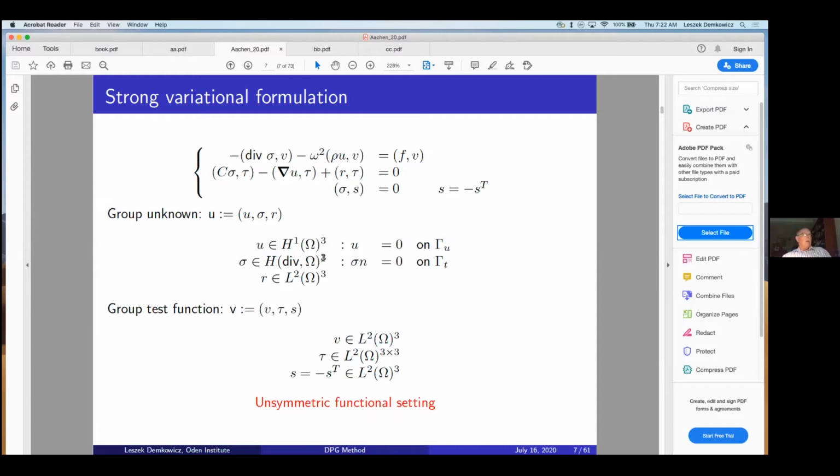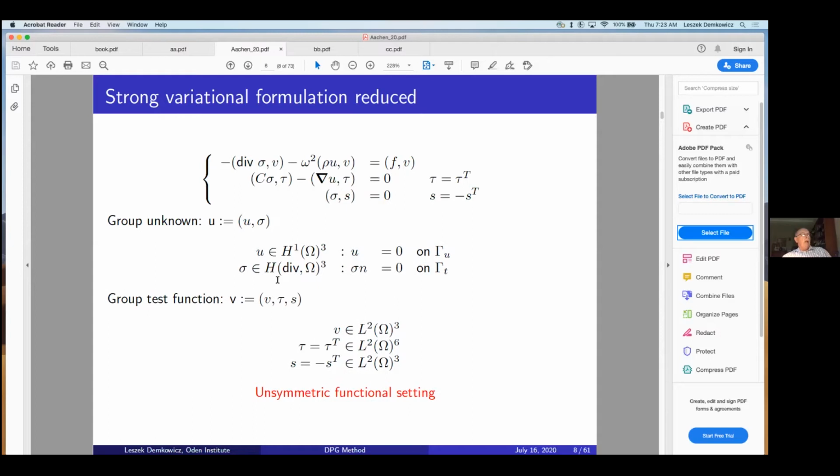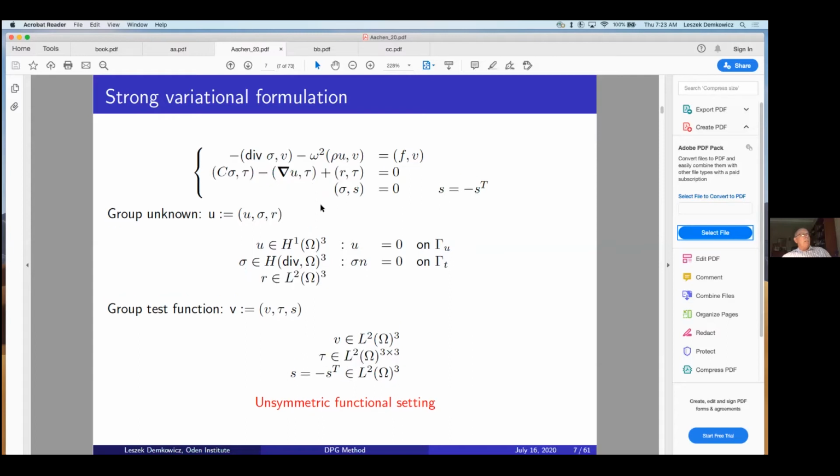I don't want the trouble of discretizing H(div, sym) space. I just discretize the standard H(div) space. So that's the strong variational formulation. And we can reduce that strong variational formulation by eliminating the unknown R, and this is in the second equation. And this is done in a very simple way.